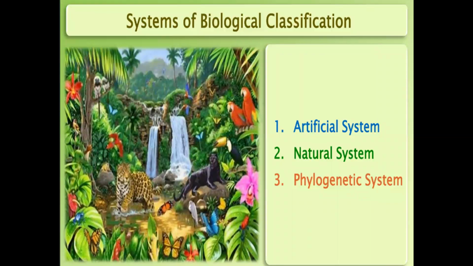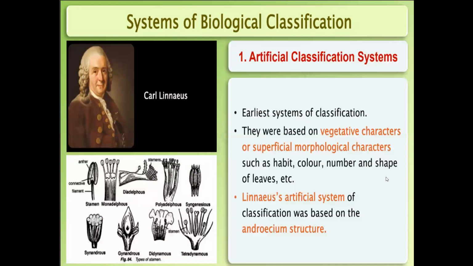In classification, we have three types of systems, meaning how the plants were classified at first: artificial system, natural system, and phylogenetic system. Now let's see what the artificial system is.